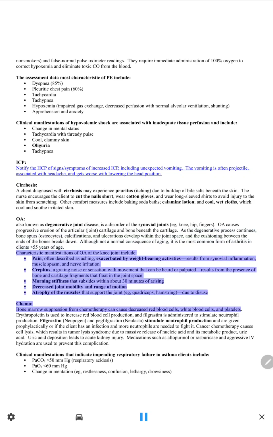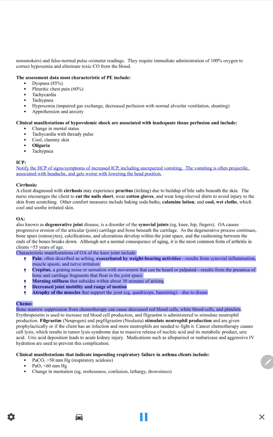Characteristic manifestations of OA of the knee joint include pain, often described as aching, exacerbated by weight-bearing activities, which results from synovial inflammation, muscle spasm, and nerve irritation. Crepitus, a grating noise or sensation with movement that can be heard or palpated, results from the presence of bone and cartilage fragments that float in the joint space.